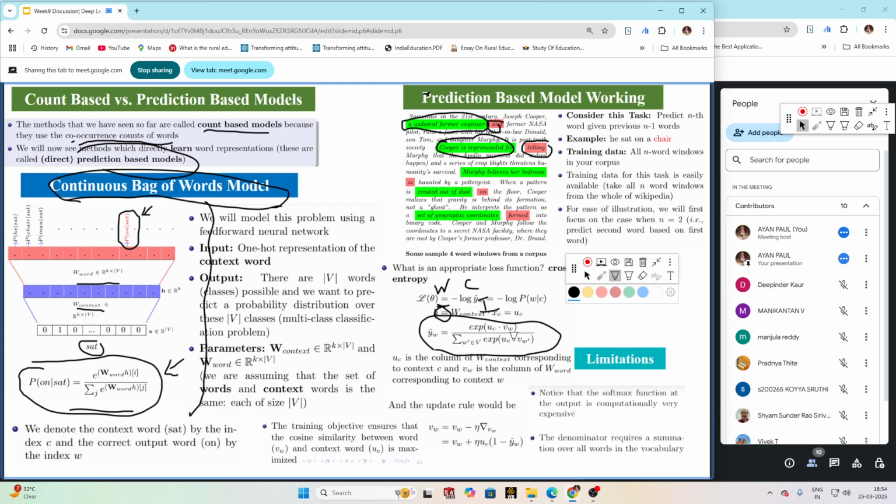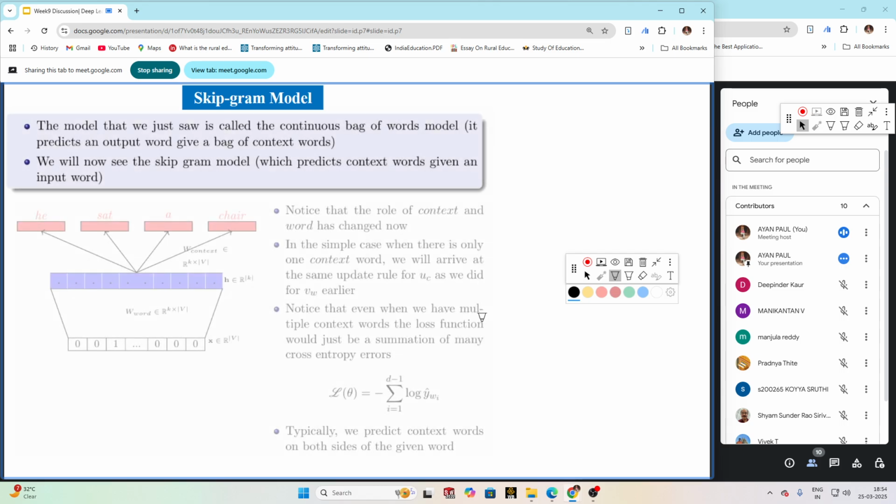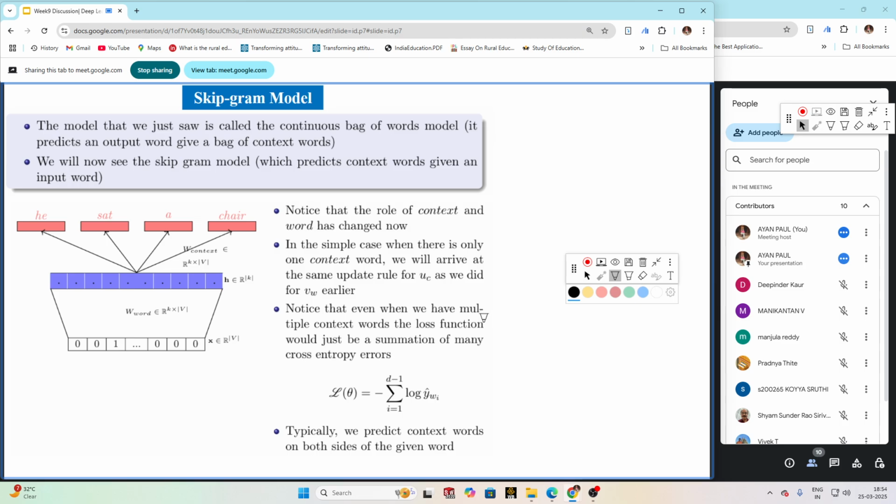Okay, so let's move on to the second model. The second model is the skip-gram model. Earlier we have seen that we give the context and predict the word. Here is the reverse case of the continuous bag of words. Here we provide words as the input, and we try to predict the context words as the output. Again I am telling, in the continuous bag of words model, the CBOW model, our input is the context and the output is the word.